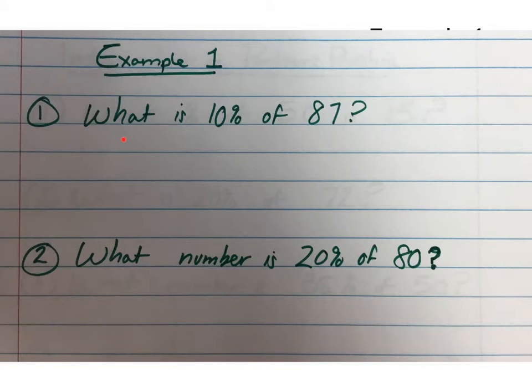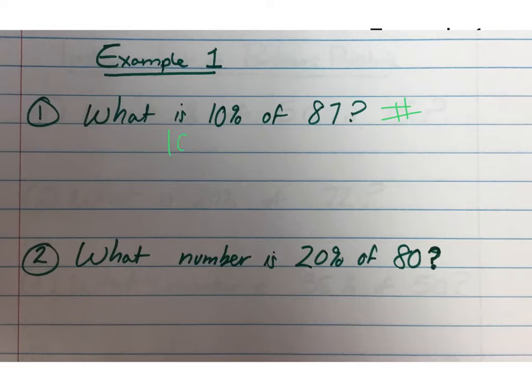First problem is, what is 10% of 87? As I look at the problem, I want to know if I'm going to have a percent answer or if I'm going to have a number. It says, what is 10% of 87? I see the word is. I know that's going to be a number. It does not say what percent of 87. It says what is 10%. So I know I'm going to have a number.